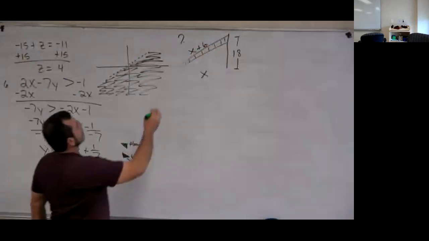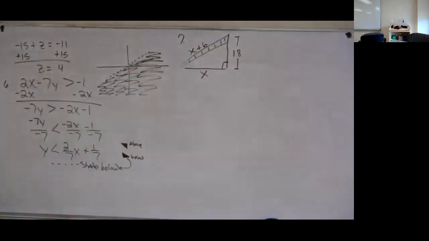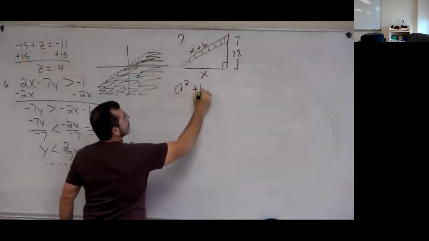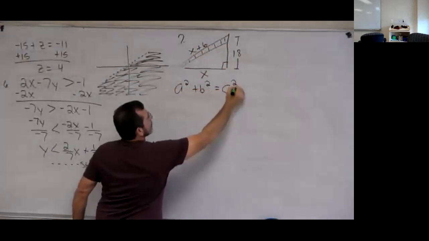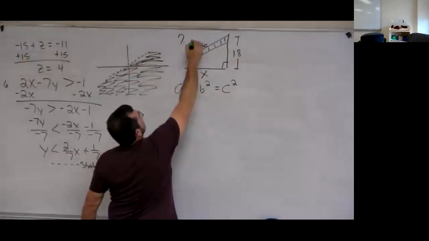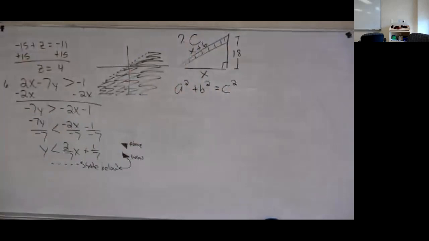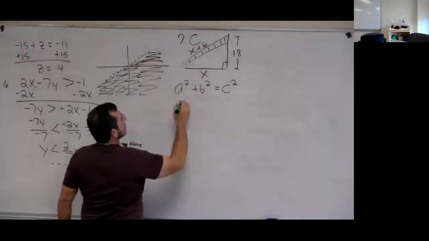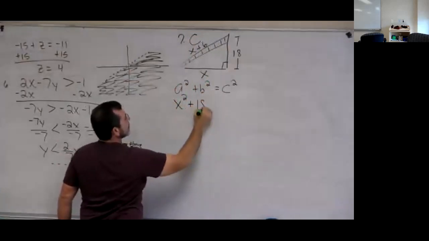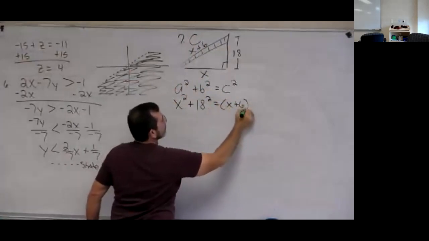All right, so what this gives me is a right triangle, which means I can use the Pythagorean theorem. That tells me a squared plus b squared equals c squared. The only stipulation is that the longest side, the hypotenuse, has to be the c. So I'll let a be x, so I'm going to get x squared plus b squared, which I'll let be the 18. That's going to equal the x plus 6 squared.